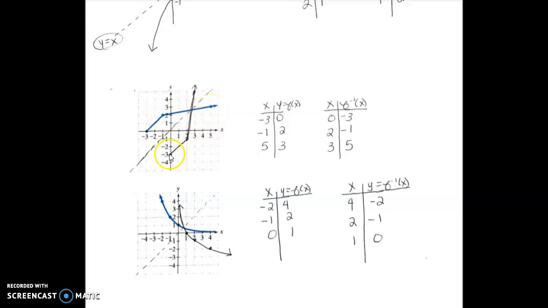I'm going to do the same thing here. Connect a straight line here, and then connect a straight line from here to here. And we can see then, if we draw in that diagonal, that they are reflections across that line.